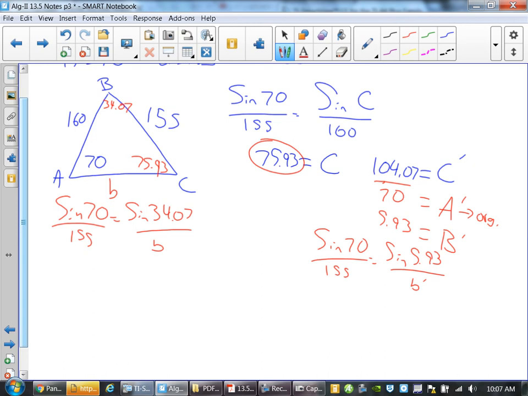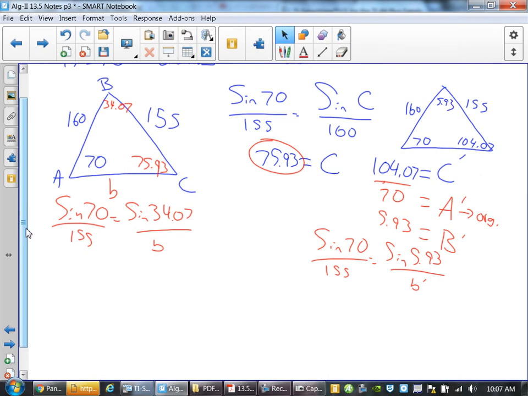So I'm creating two possible triangles. So you always use the original givens, even for the supplement. Yes, because your givens for the prime one are still 70, 155, and 160, and then you're just filling in the blanks. The other possible angle for C was 104.07, and then this one would be 5.93.